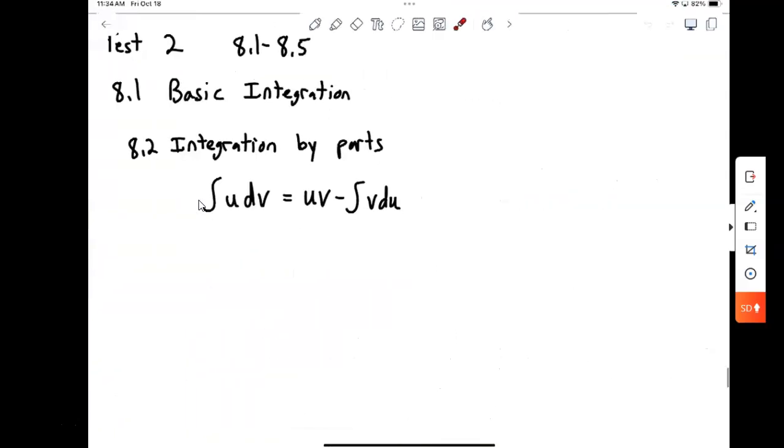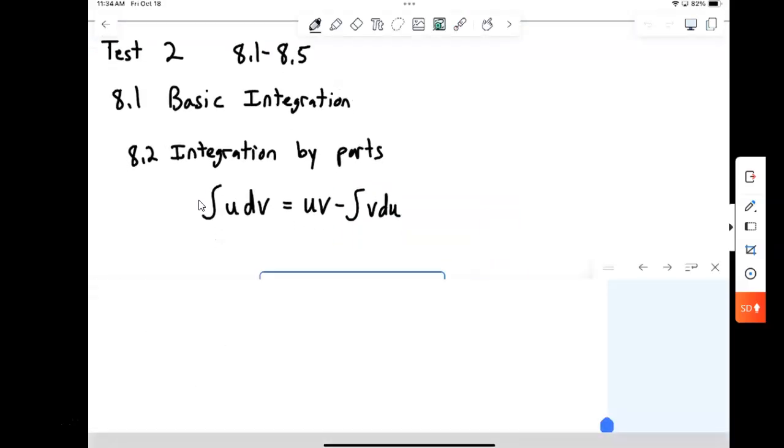Okay. Then in 8.3 is where we brought in our trig integrals.